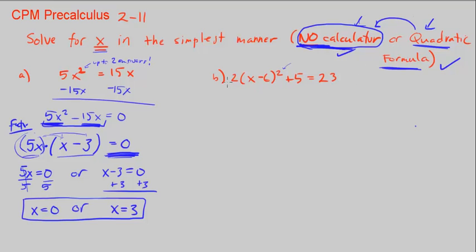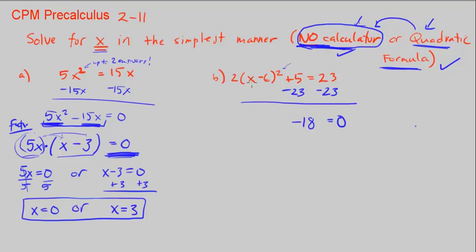Okay, part B. Part B, we're given 2 times (x plus 6) squared plus 5 equals 23. Okay, and again we have x plus 6 squared. So we're going to have an x squared term. That means we're going to have possibly two answers for our x. Okay, so let's first set this equal to 0 by subtracting 23 from both sides. So 23 minus 23 is 0 on the right. 5 minus 23 is going to be negative 18.